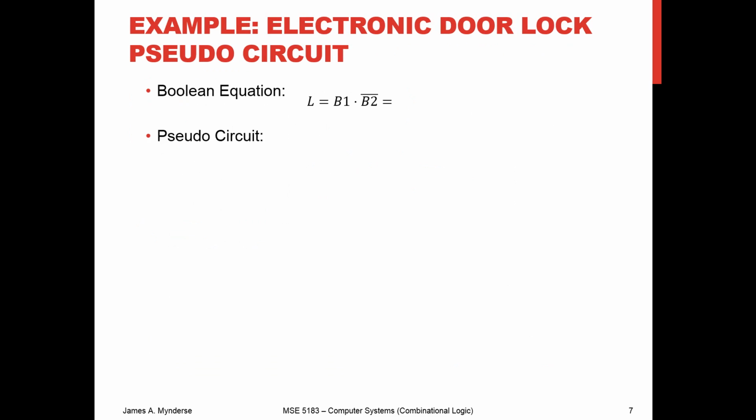So let's look at our door lock example. If, for instance, we wrote it out as the lock is unlocked when we get B1 and not B2, then we could rewrite this as the not of not B1 or B2. And so we might write this out in pseudo circuit. We've got B1 and B2 as inputs, and we will run B2 to our not, and we'll run B1 and not B2 into our AND here, and then we'll get the output as a lock.